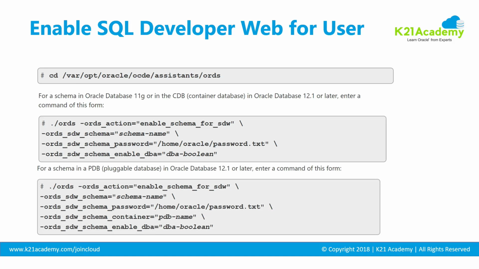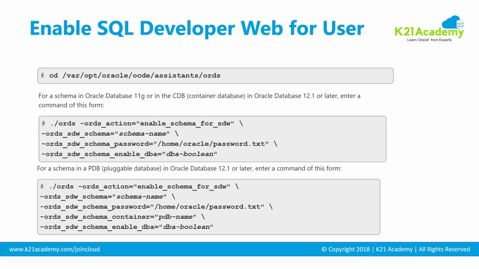Similarly for 12c, you run a slightly different command. That means you also give the PDB name in which the user is created. Now you see here, there's another option called ORDS SDW schema enable DBA, a boolean, which means true or false. If you set it to true, then this user will also get admin or DBA privileges to do some tasks on SQL Developer Web.